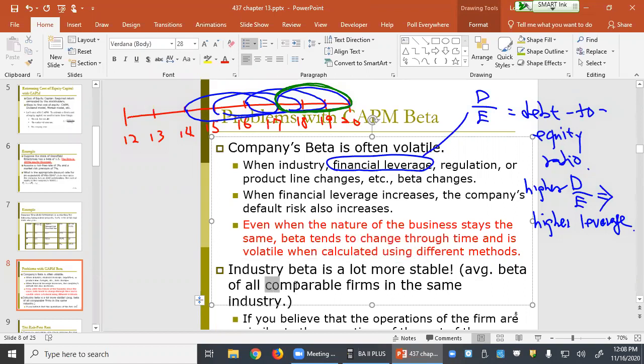First of all, you need to find all of the major competitors in the same industry. Those are called your comparable firms. Calculate the CAPM beta for each one of those companies. Then from the group of CAPM betas, find the simple average. That's the average beta of all of the comparable firms in the same industry. This process is a little time consuming.